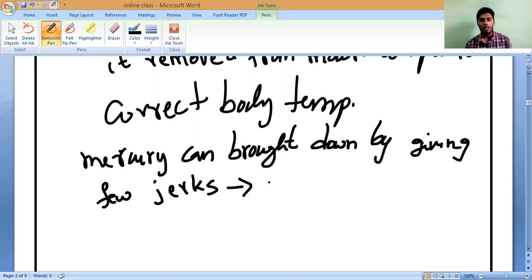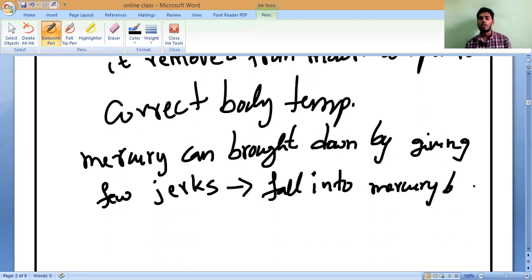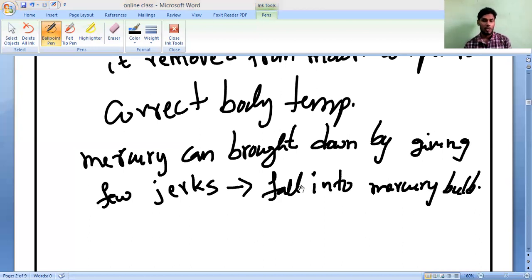So what will happen? It will fall into where, Mari? It will fall into the mercury bulb. That is what you should note down. So this is called a clinical thermometer. What should we call it? Clinical thermometer. Understanding?